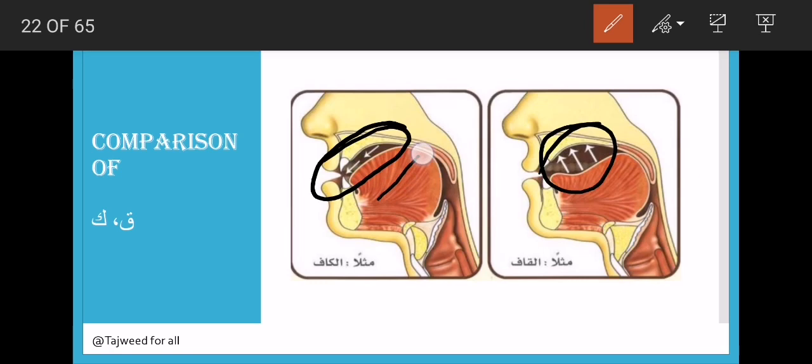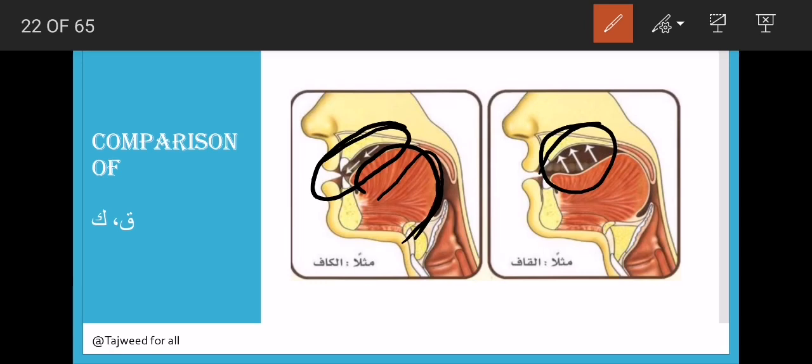Even though the back part is also raising here, it is not the same as the letter qaf. It is almost completely filling up our mouth, so there is no room for the echo. There is no room for the isti'la. Isti'la means raising the back part of the tongue.